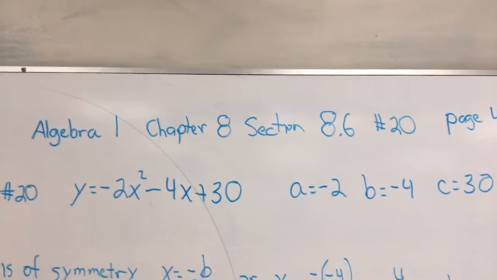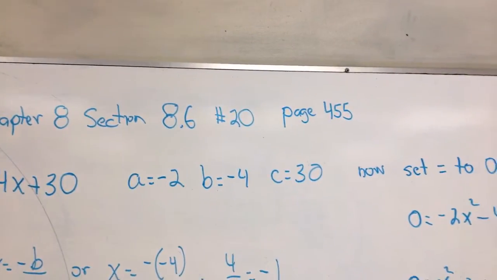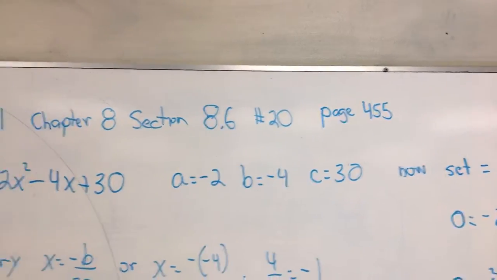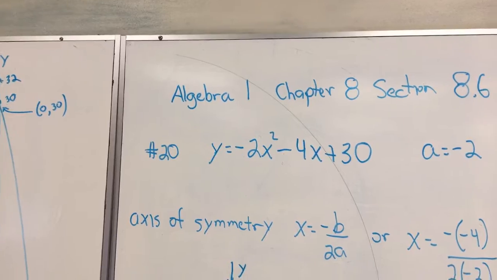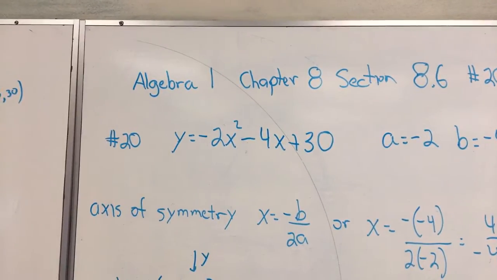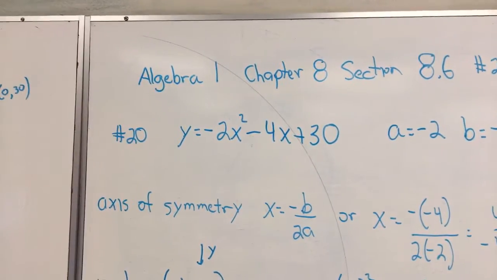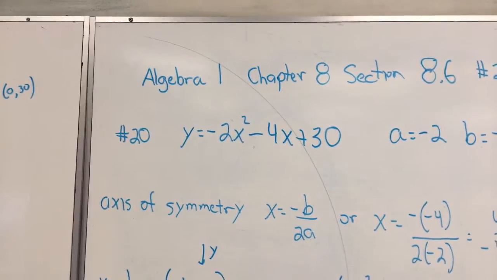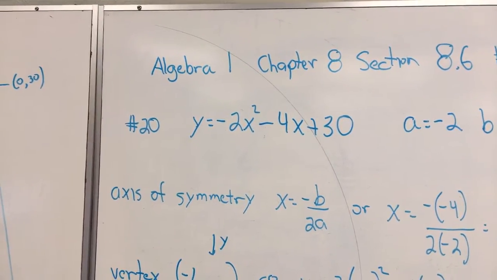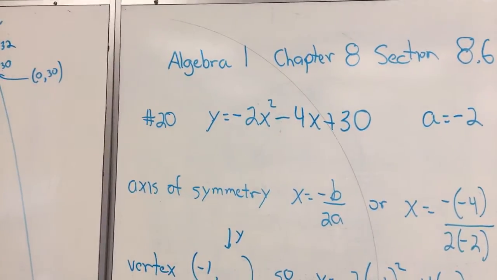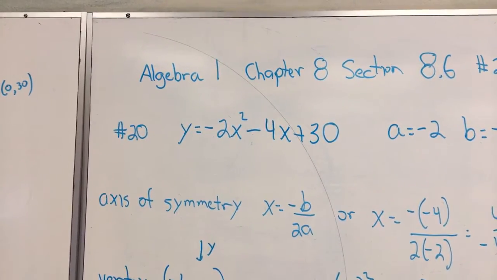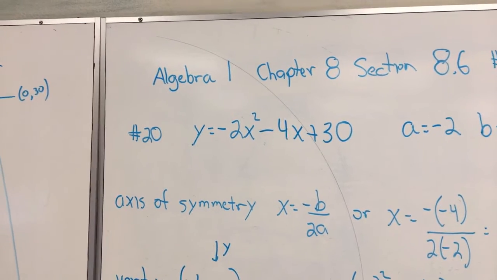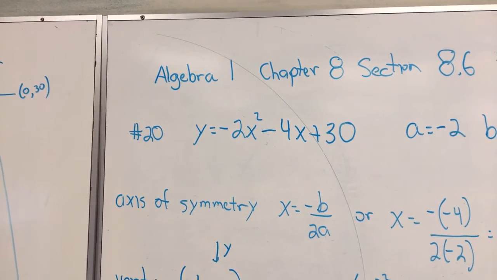Okay, so Algebra 1, Chapter 8, Section 8.6, number 20. Again, it's on page 455. We started with y is equal to negative 2x squared minus 4x plus 30. Now take a second and have a look at that. What's it going to do? Well, it's going to open down. And that positive 30, wow, if you put a 0 in for x, that y-axis intercept is way up there on the y-axis, all the way up at positive 30.